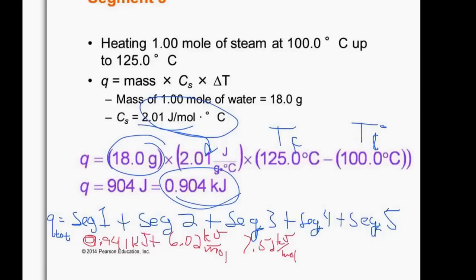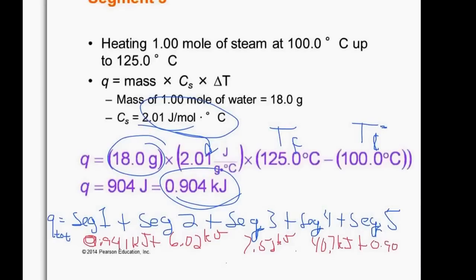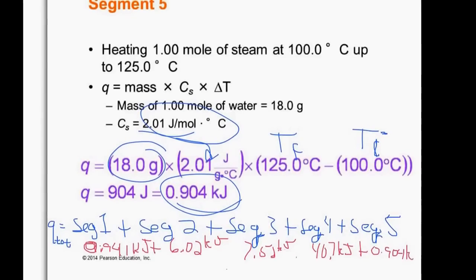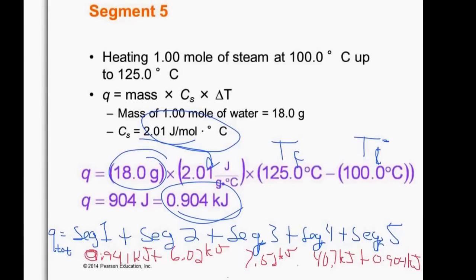Segment 4 was 40.7 kilojoules. They're not kilojoules per mole. I keep saying that, but it's just kilojoules. And then this one was 0.904 kilojoules. Now, when you add them all together, what do you get?